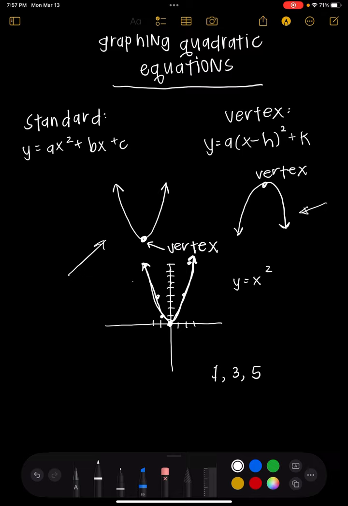The first way is with standard form, which is right here. That's y is equal to ax squared plus bx plus c. In standard form, there are no parentheses. You can clearly see that there's that x squared there that shows you that it is a quadratic equation. The second formula we're going to use is the vertex form, which is y is equal to a times x minus h squared plus k.